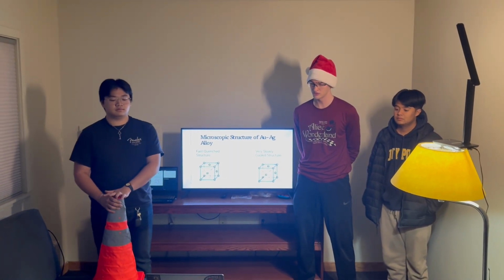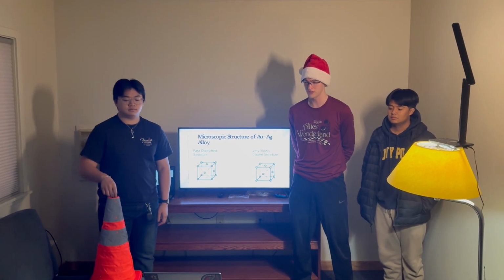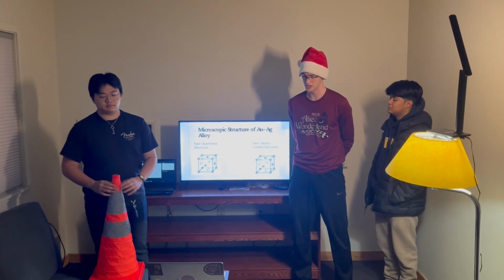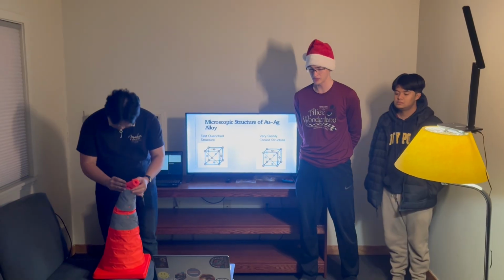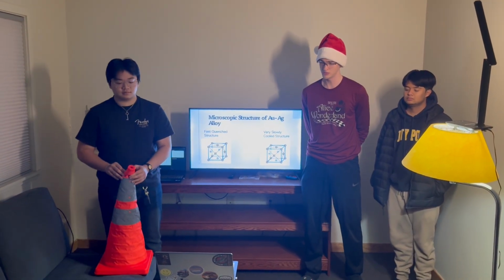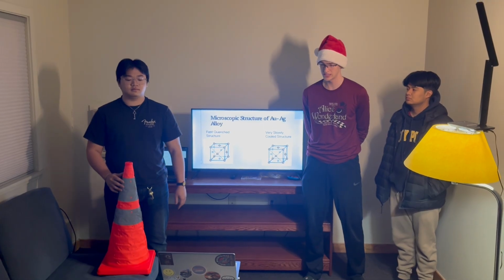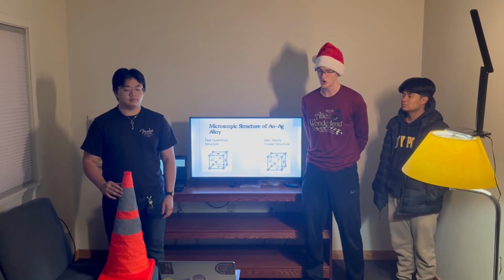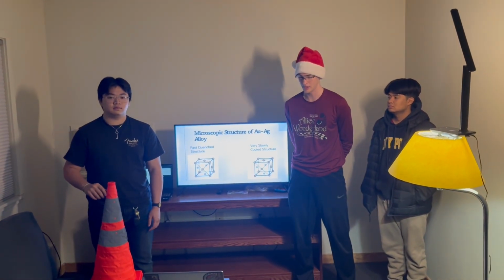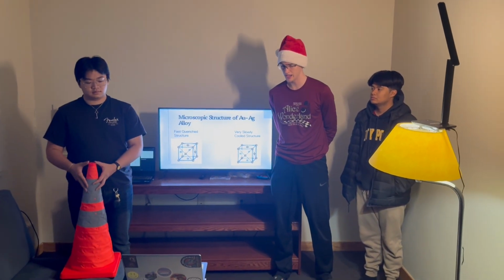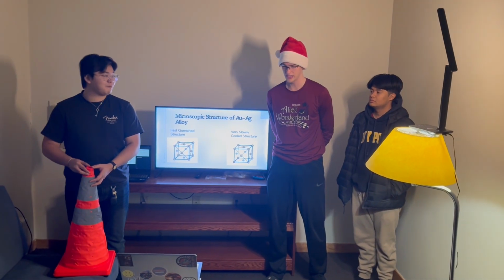Gold and silver form what's known as an isomorphous alloy system. This means both elements have the same FCC structure, very similar atomic radii, and most importantly, they are completely soluble in one another in both the liquid state and the solid state. There are no intermetallic compounds and no eutectic reactions anywhere in the phase diagram.